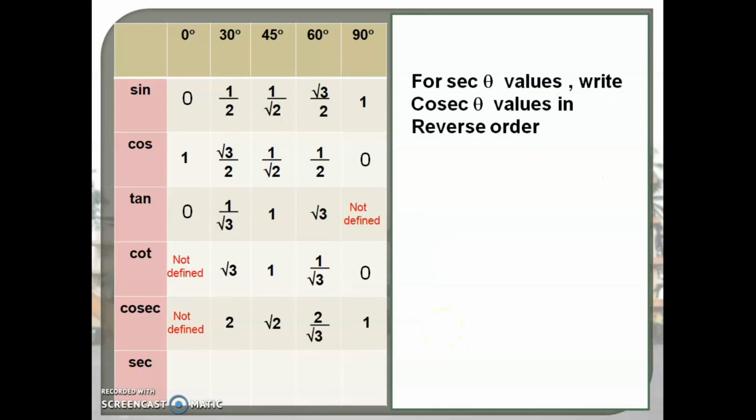The sec values are again the reverse order of the cosec values. So exactly in the reverse order we write down the fifth value as first here, the fourth value second, and so on. So we get sec 0 is equal to 1, sec 30 degree is 2 upon root 3, sec 45 degree is root 2, sec 60 degree is equal to 2, and sec 90 degree is equal to not defined.